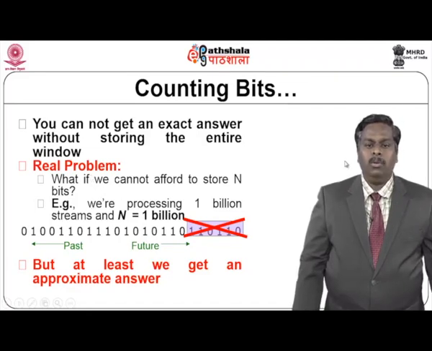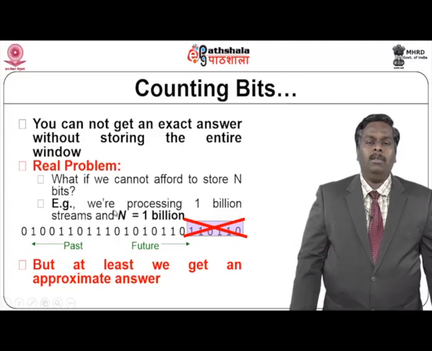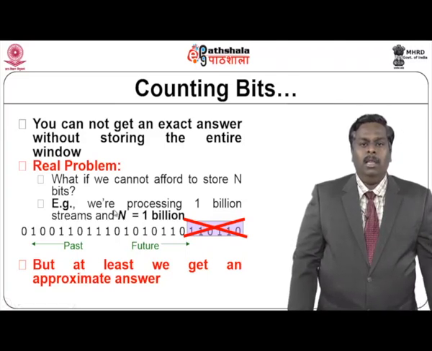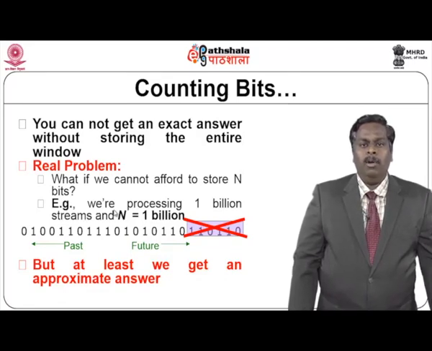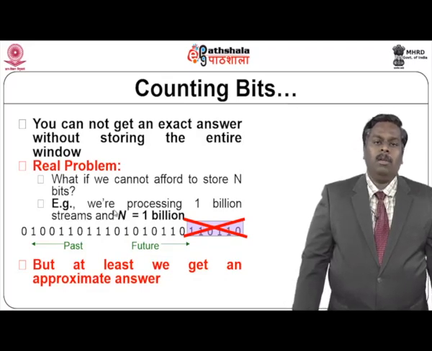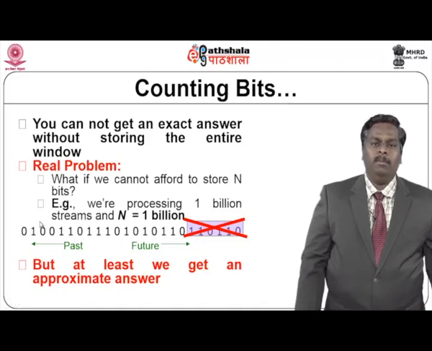Now, what exactly is the problem over here? Suppose we cannot store all the n bits that occur at a specific point of time. For example, if you are going to have 1 billion emails, then your window size should be 1 billion bits. Every bit will indicate either the presence or absence of a specific email, or the presence or absence of an email from a specific person.